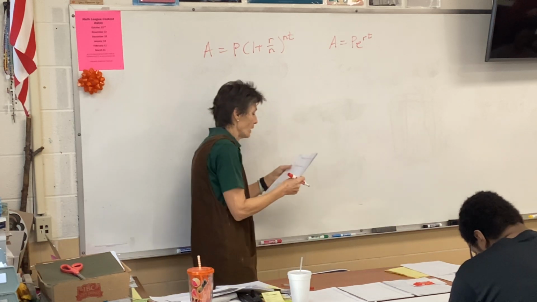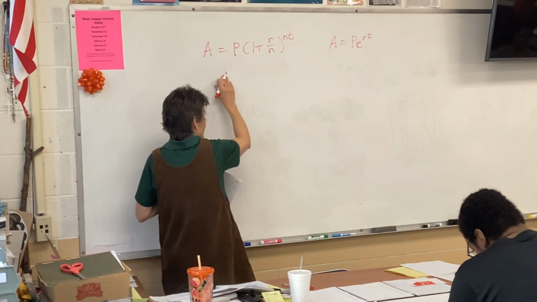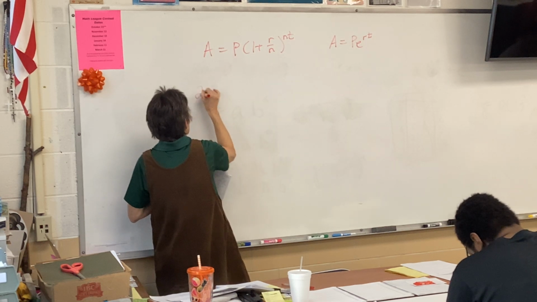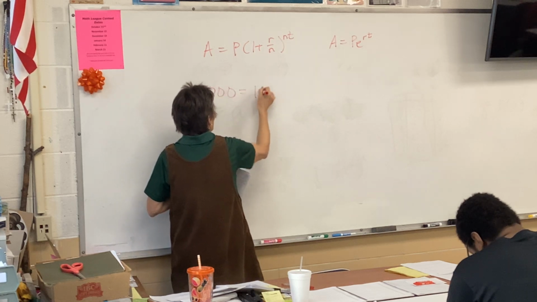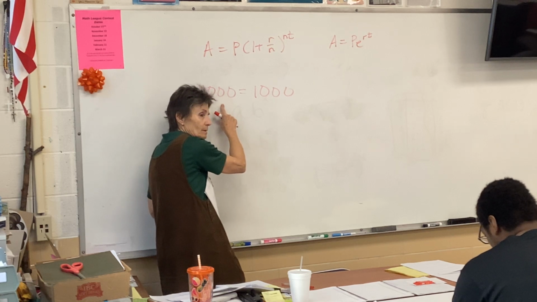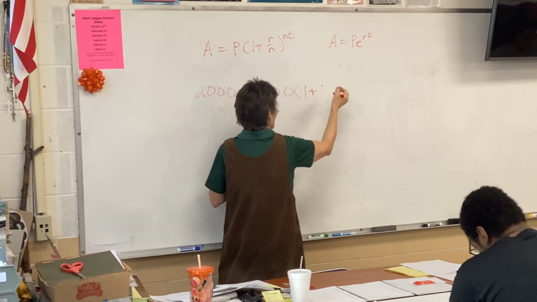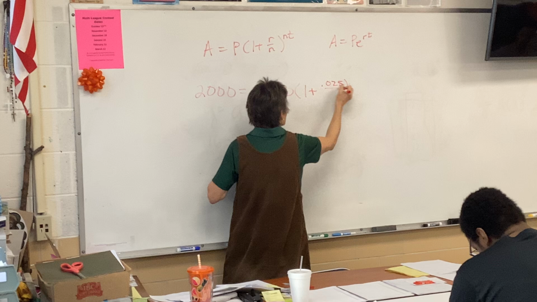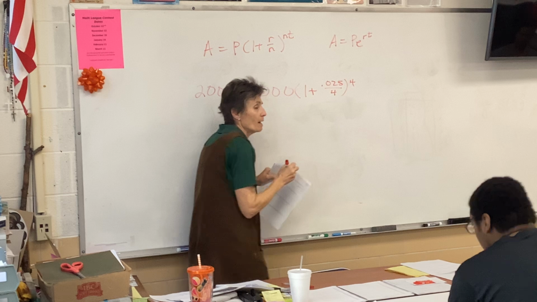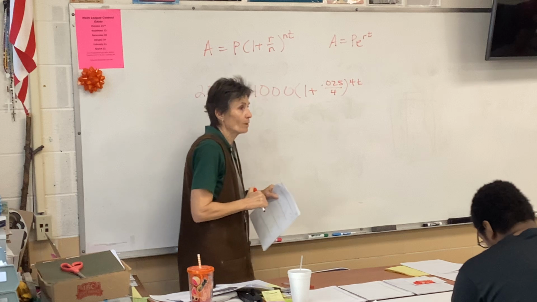So we were on number 1, and we had gotten it set up. This is the formula we're going to use because it's compounded quarterly. Who can tell me what that looked like when we set it up? 2,000. 1,000. And where did the 2,000 come from? Doubling. We're doubling our money, and we're starting with 1,000. So my interest rate is 0.025. And then here and here goes 4 because we are compounding quarterly. And then our variable is right there.